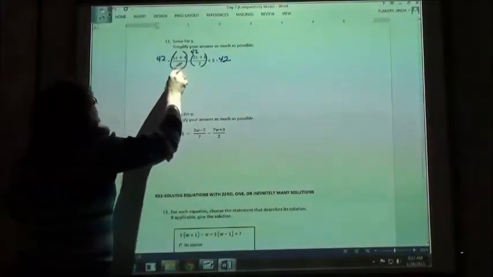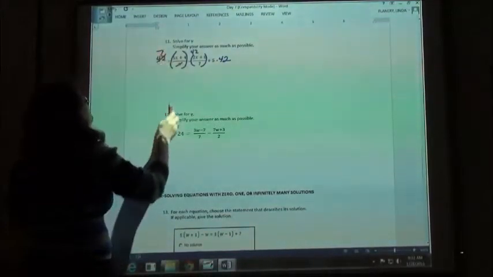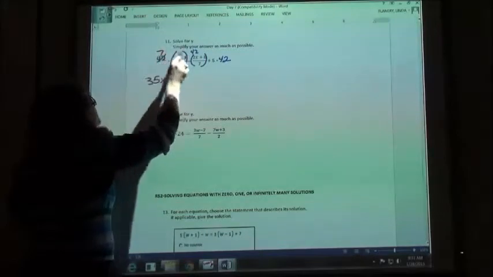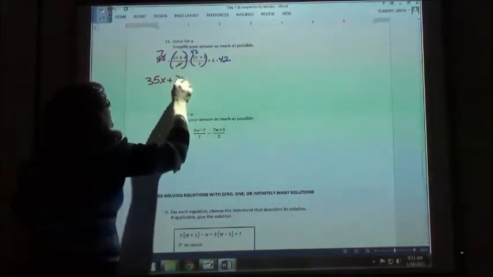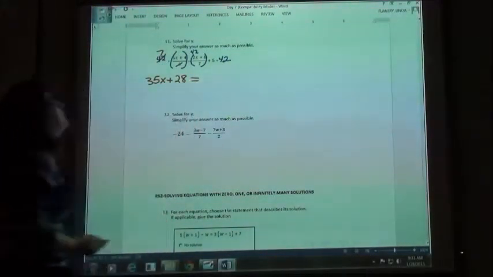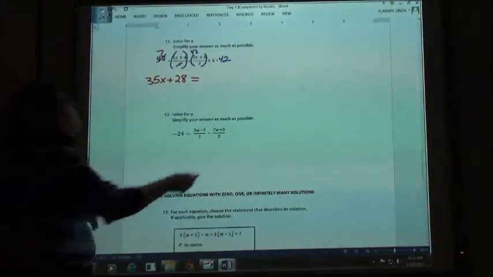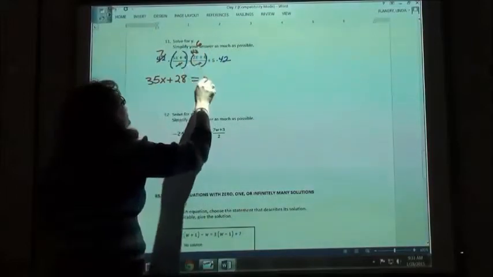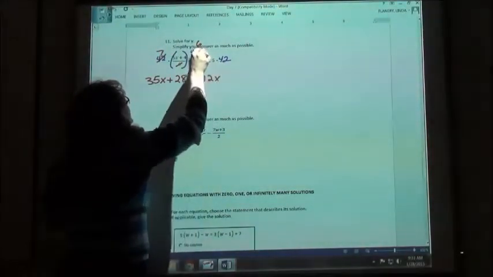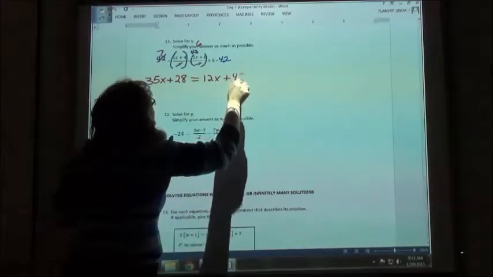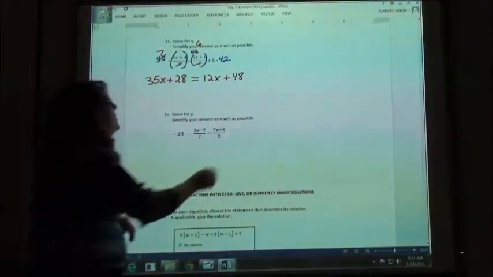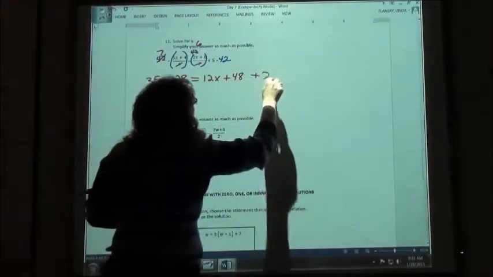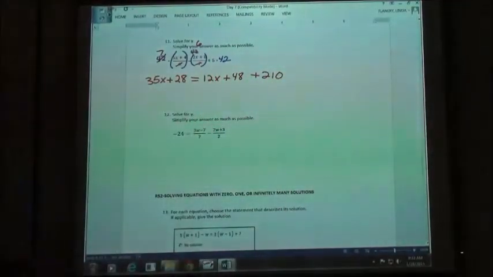So 6 goes into 42 7 times. 7 times 5x would be 35x. 7 times a positive 4 is a positive 28. Equals. 7 goes into 42 6 times. 6 times 2x is 12x. 6 times 8 is a positive 48. Plus 42 times 5. Let's see, that must be about 210 it looks like.